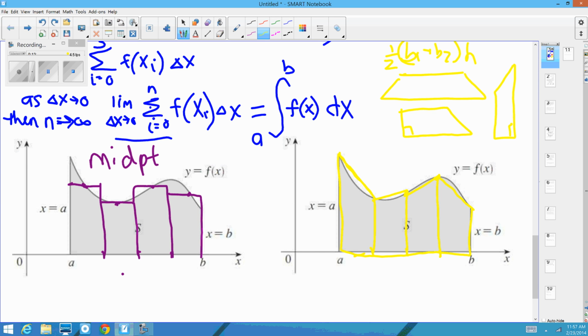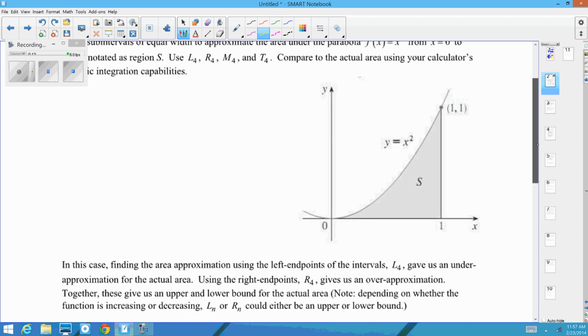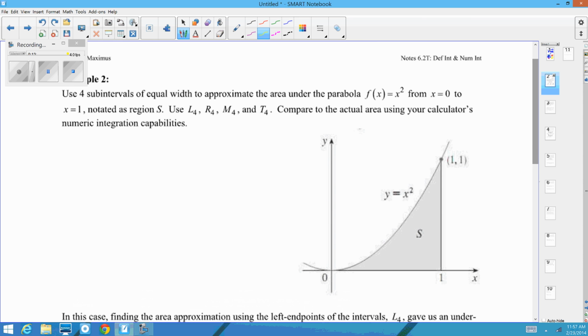All right, so the next example, I want to start now. I want you to try a couple, and then maybe we can finish this in class. This is a really big idea. All right, so we're going to use 4 subintervals of equal width to approximate an area under a specific curve.